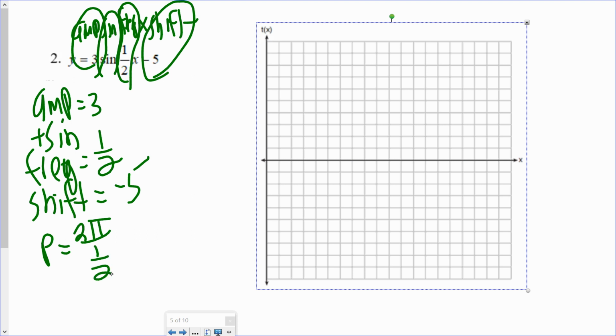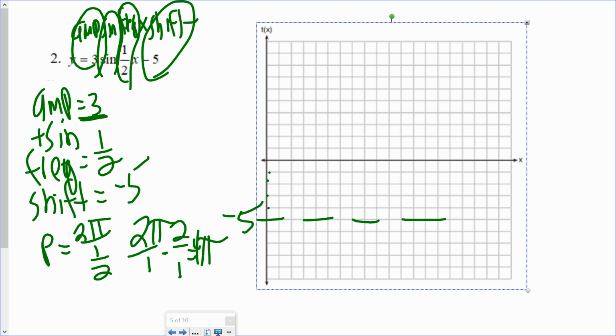When you're dividing by a fraction, this is an algebra thing, you multiply by the reciprocal. And my period is 4 pi. Now that I have all my information, I start with my midline. 1, 2, 3, 4, -5.